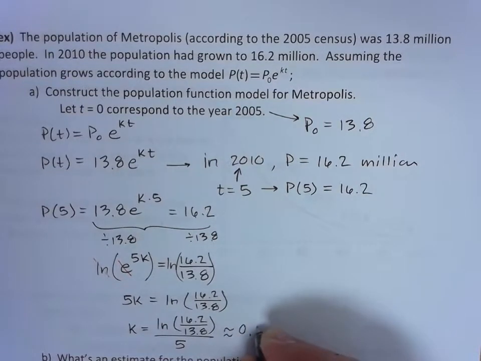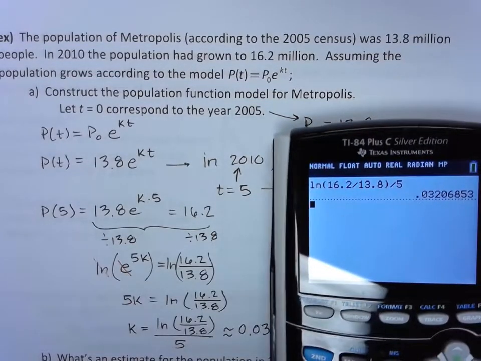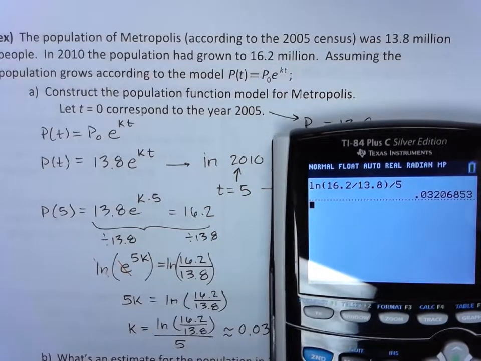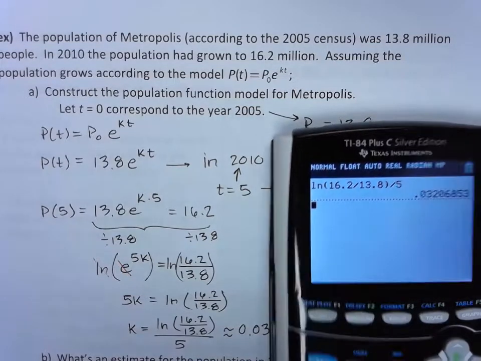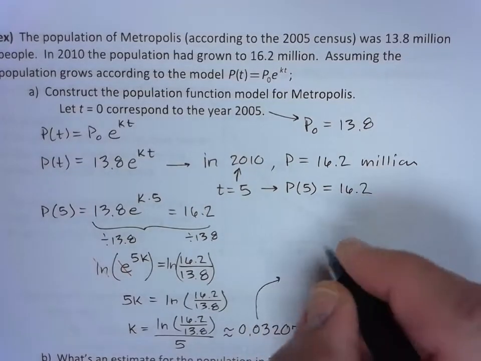That's about 0.03207, because that 6th digit is an 8. So yeah, that would round to 0.03207. And now that we know k, we can complete our final model.